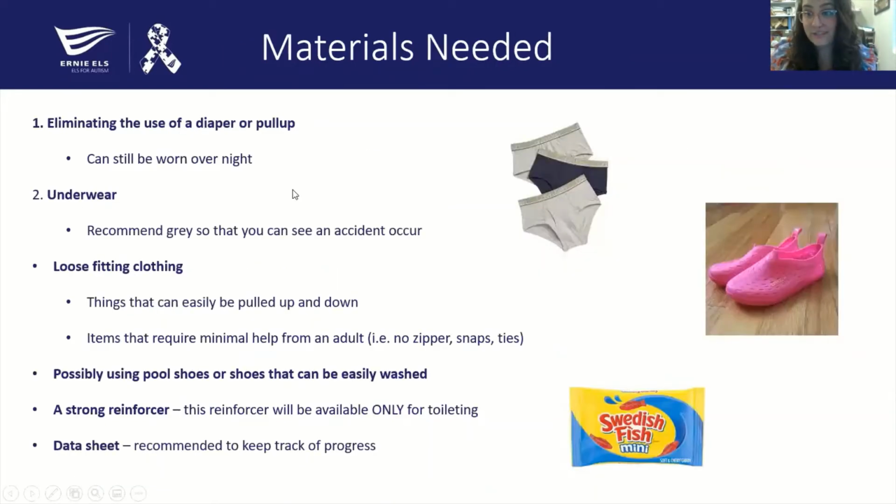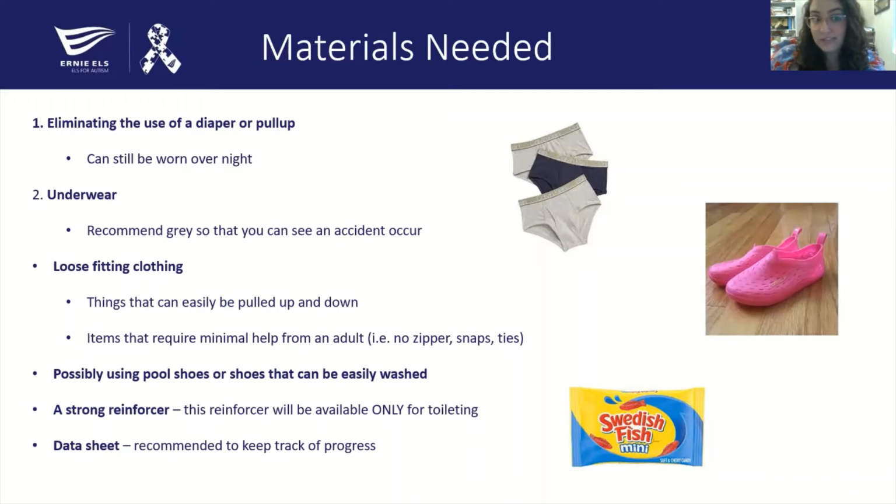So here are your materials needed. Number 1, we really want you to eliminate the use of a diaper or pull-up, but they can still be worn at night. I don't want you to think you have to go all or nothing. Nighttime toileting can take a very long time to catch up to daytime toileting, and that is completely normal. Usually it can take up to 5 to 7 years for a child to be fully nighttime trained. So I don't want you to think you have to throw them away completely. However, we do recommend eliminating them for the daytime training.